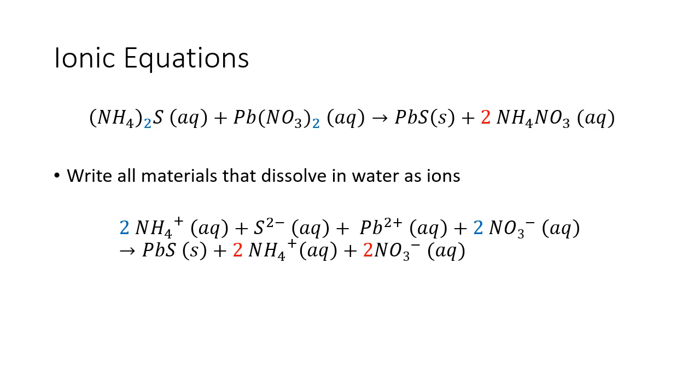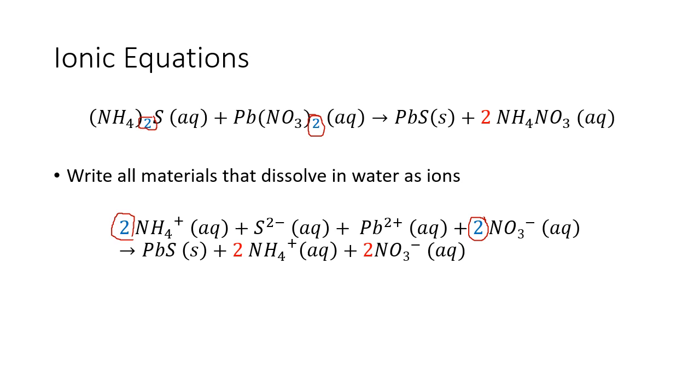1. If there's a subscript in the chemical formula, that indicates the number of atoms or polyatomic ions we have. So for example, we have a subscript 2 here, and it says that we have 2 ammonium ions. We have a subscript 2 here. It means we have 2 nitrate ions. Okay. So the subscript becomes the coefficient when you write it as an ion.